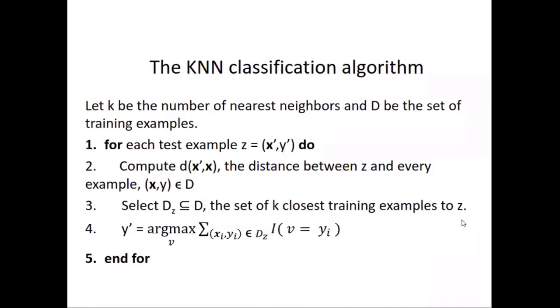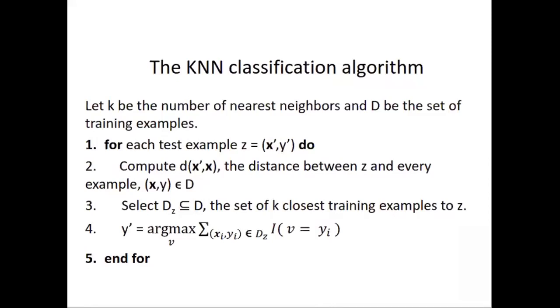Once you calculate the distance, you'll get a set; in our case, 4 examples are there. So in D subscript Z you'll have 4 values, which are nothing but the distances between the test example and the 4 training examples. Once you have these 4 values, you have to select the closest values in that, and based on the k value, if k is 2 or 3, you have to select that many closest values.